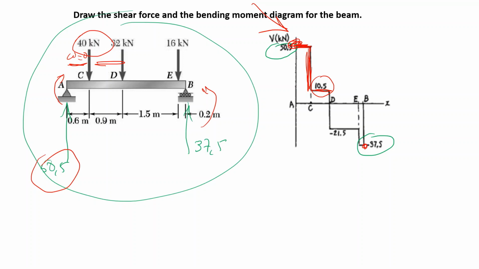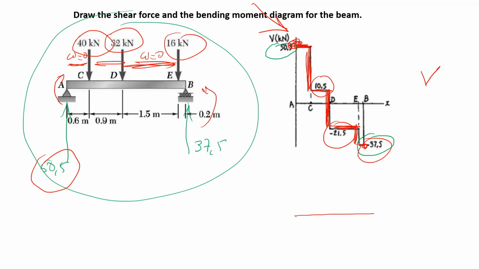Again, here no distributed force. Slope is 0, and here 32. Drop by 32, I reach minus 21.5. And again, in this region, W is 0, slope is 0. Then a drop of 16, and I go down to 37.5. So as you see, we have our shear force diagram. Let's draw the moment diagram.